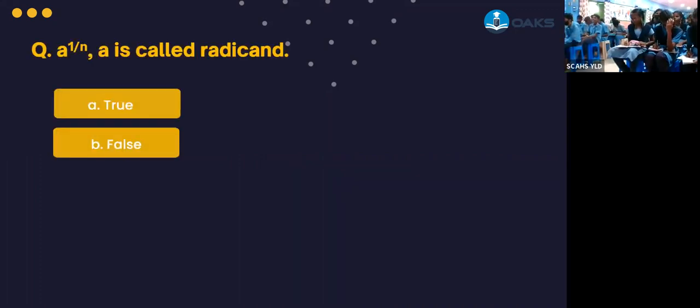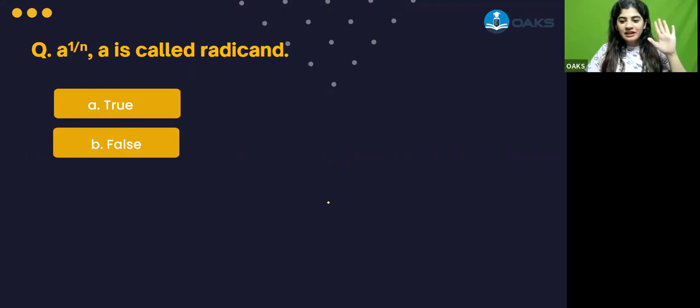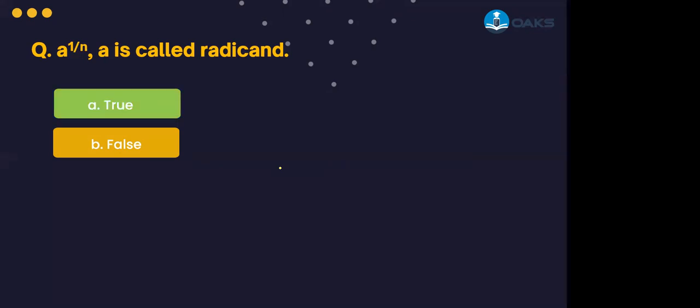Can you answer this? True, madam. Great. Now you remember the definition, right? A raised to power 1 by n: A is called the radicand and n is the degree or order. So true is the correct answer.